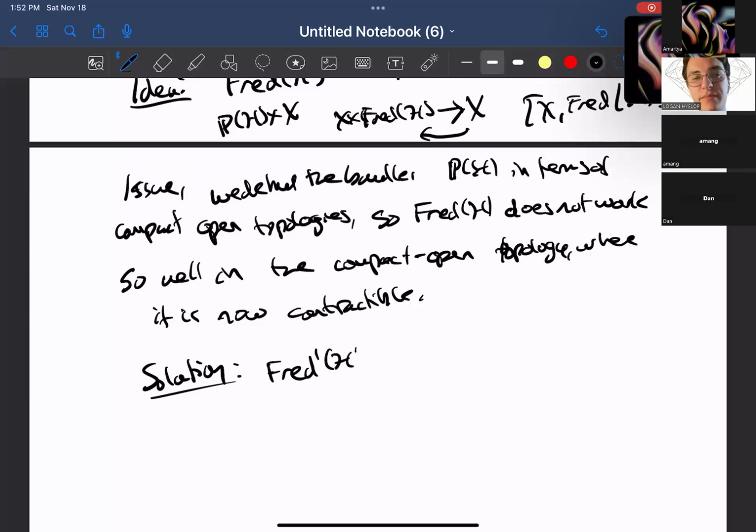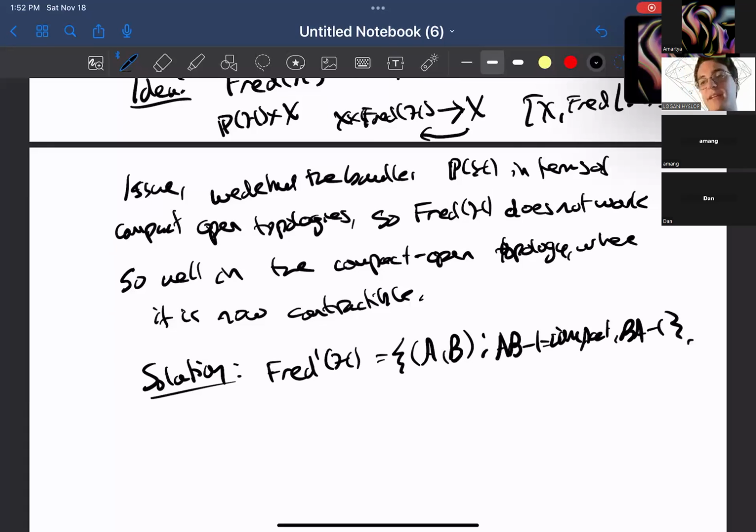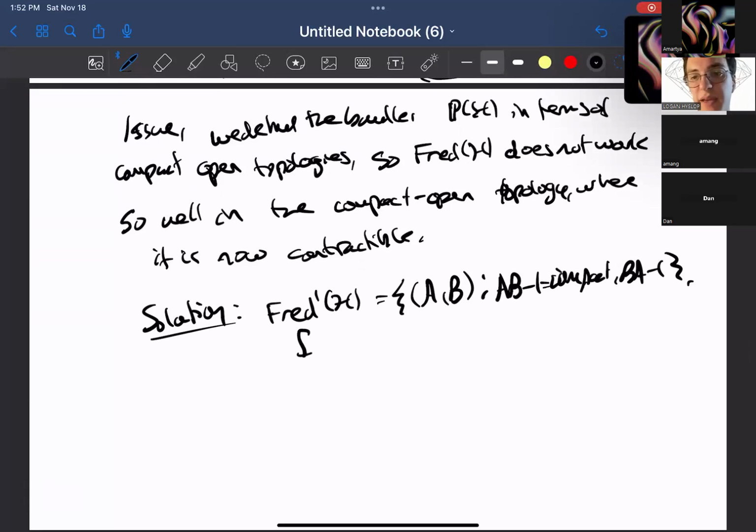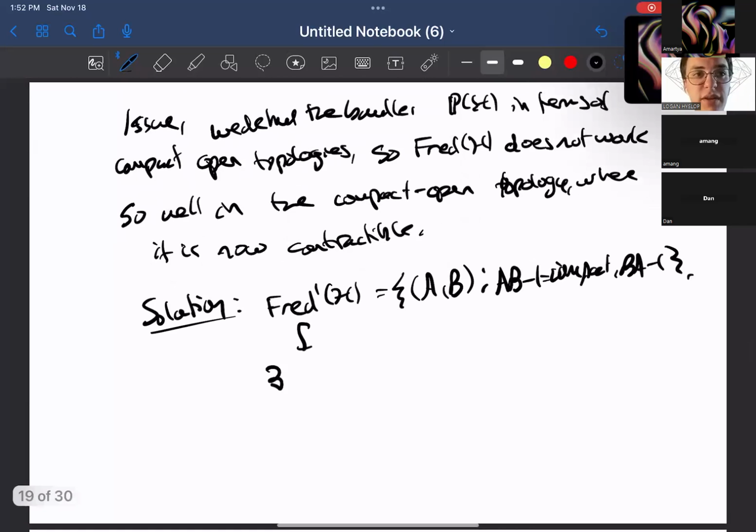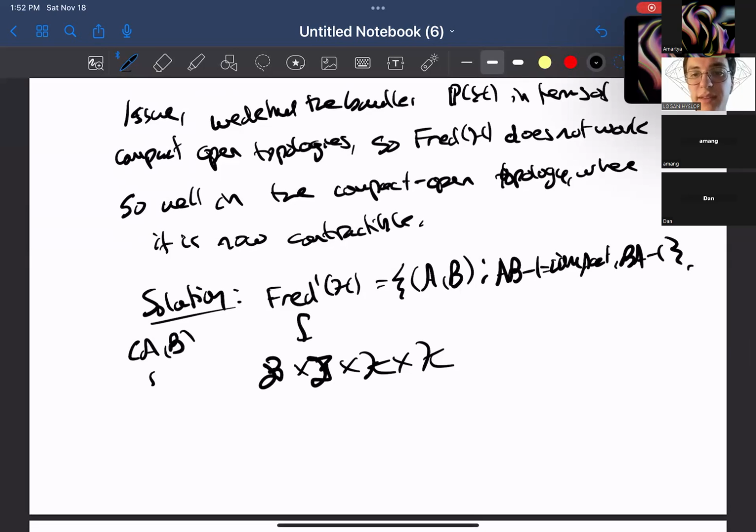Fred prime of H. This is going to be a set of pairs A comma B. So here the idea is we're just remembering a pseudo inverse for A, such that AB minus 1 is compact, same thing with BA minus 1. You're just remembering the data of this B. And this is topologized as a subspace of the space of bounded operators times compact operators times compact operators, where this map takes A comma B and maps it to A, B, AB minus 1, BA minus 1. And you give this the subspace topology.